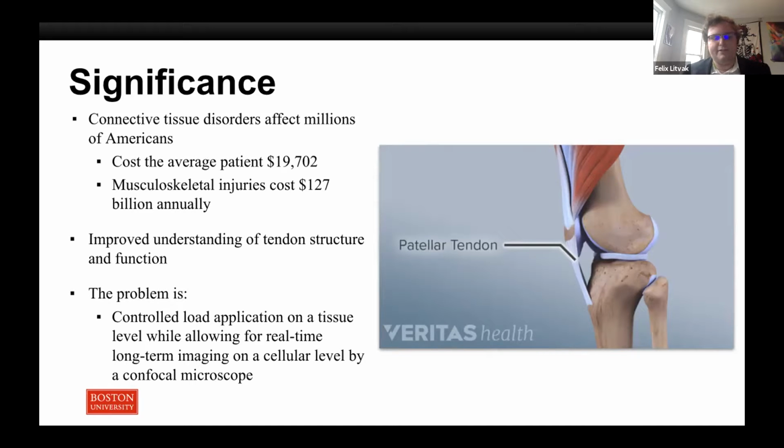So we wanted to create a device that allows for a controlled load application to a tendon tissue, while also fitting inside of a high-powered microscope called a confocal microscope that allows for long-term imaging on a cellular level of the tendon while the load is applied. If you can better understand the structure and function of tendons, this will probably have treatment implications for things like designing artificial tendons and having better connective tissue treatment therapies that have shorter recovery times and allow for a better regaining of motion.